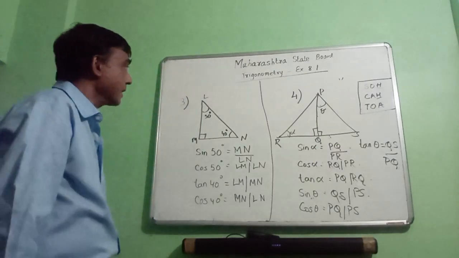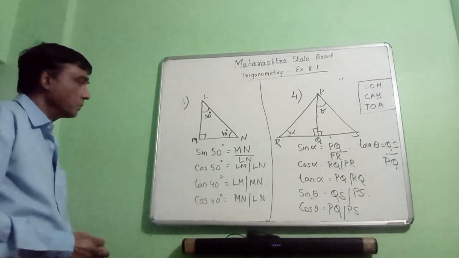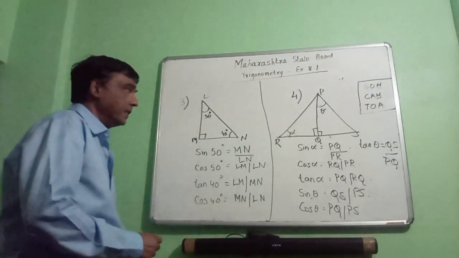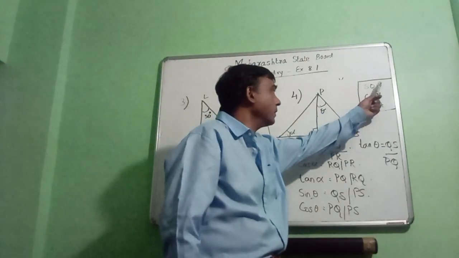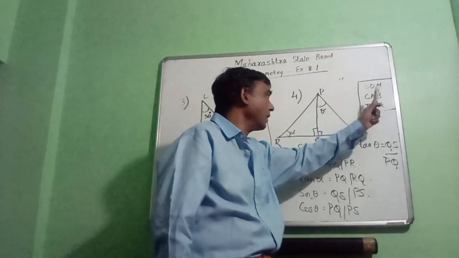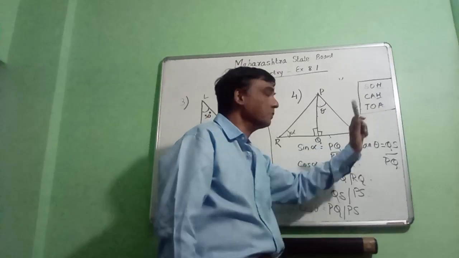So this is exercise 8.1. Very easy. All you have to know is that sine is opposite over hypotenuse, cos is adjacent over hypotenuse, tan is opposite over adjacent.